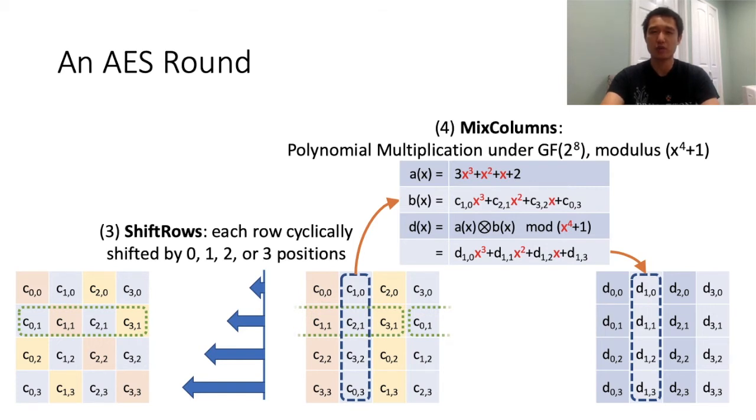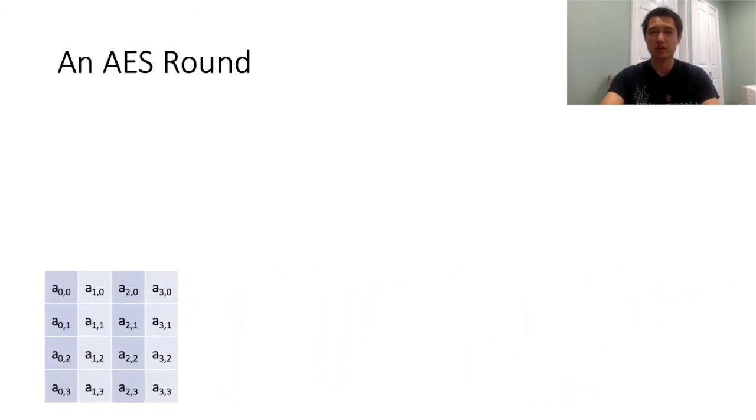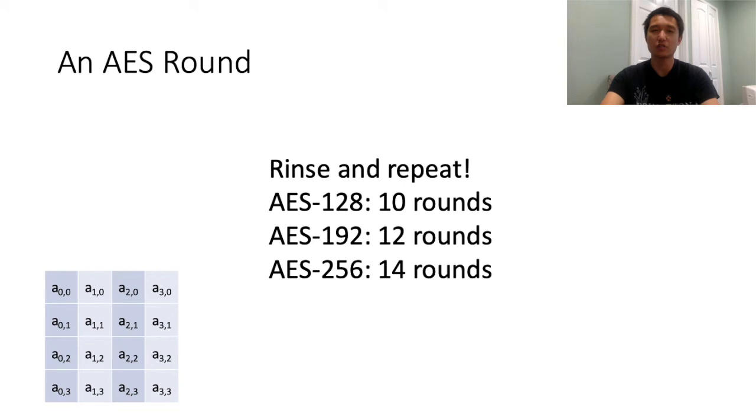This is the output of one round. We can keep going and make this the input for the next round, and just keep doing 10, 12, or 14 rounds. After that, we finish the encryption.